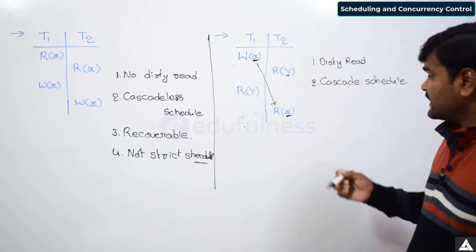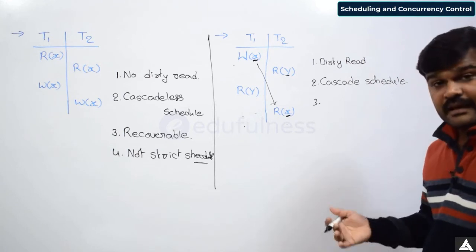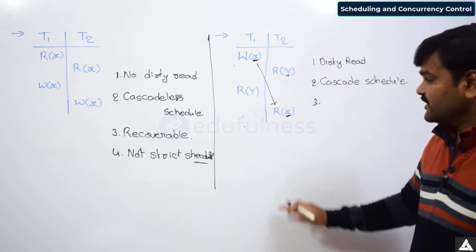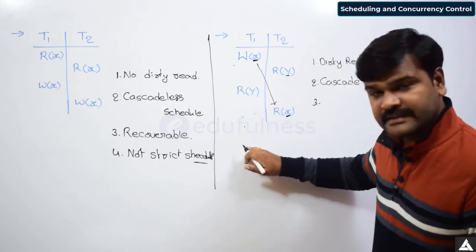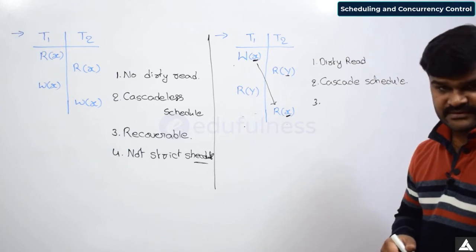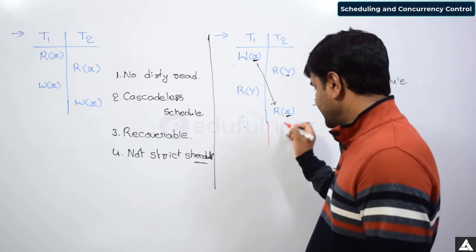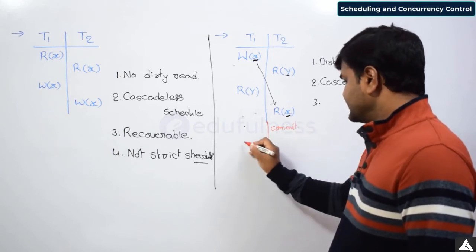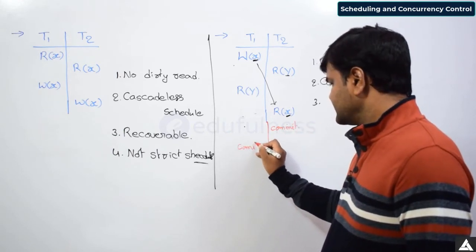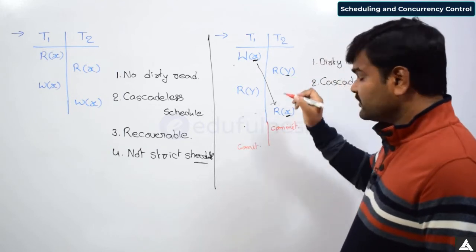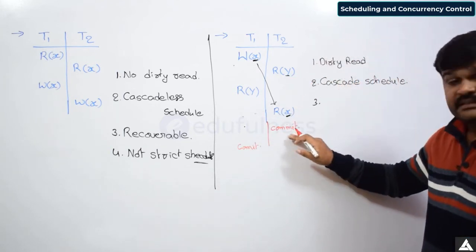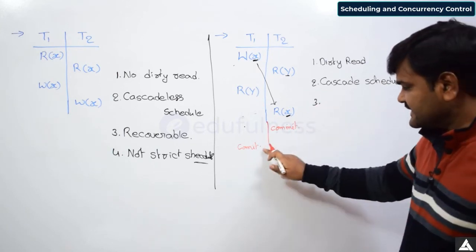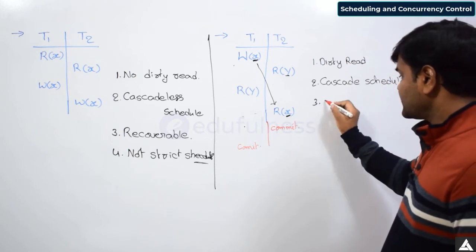After that, recoverable or not. Whether it is recoverable depends on the commit operations we have. For example, if you have a commit here and then you have a commit here, then that is not recoverable. Then if it is aborted, you are unable to abort because you have already committed, so you are unable to roll back. In this case, you can write down not recoverable.